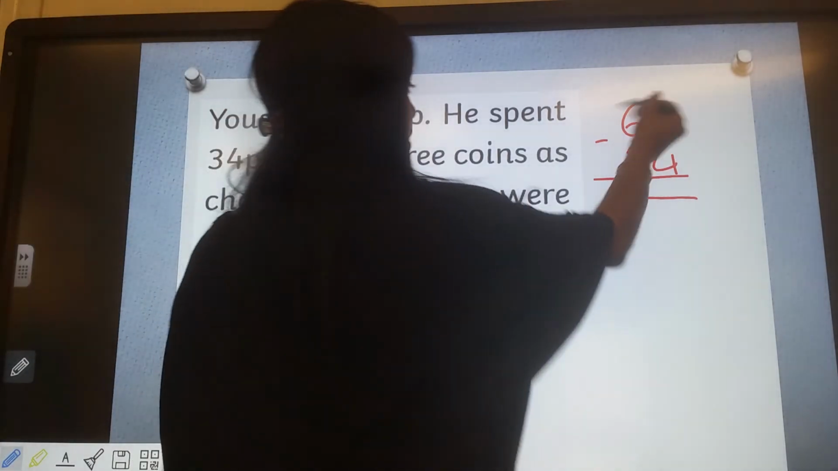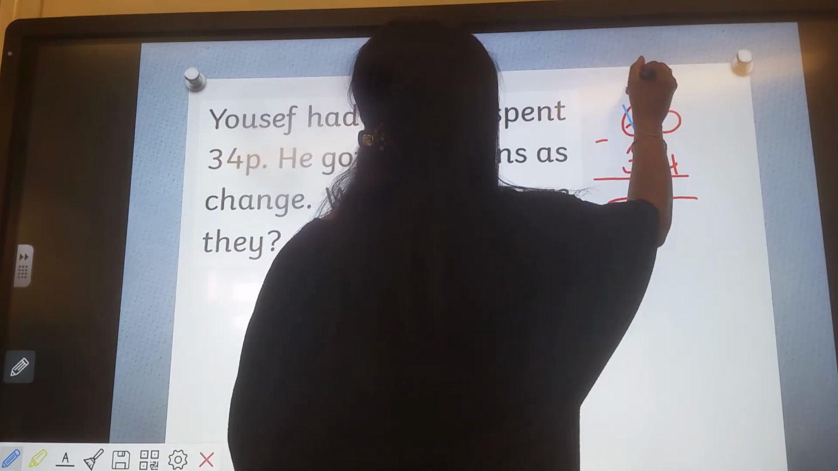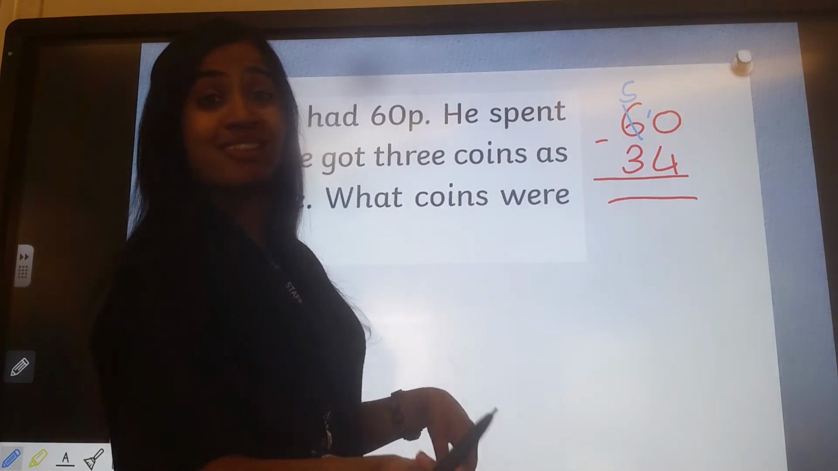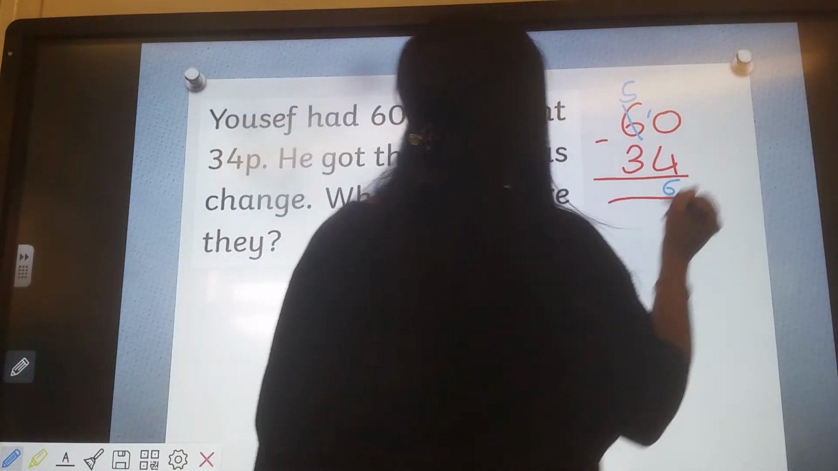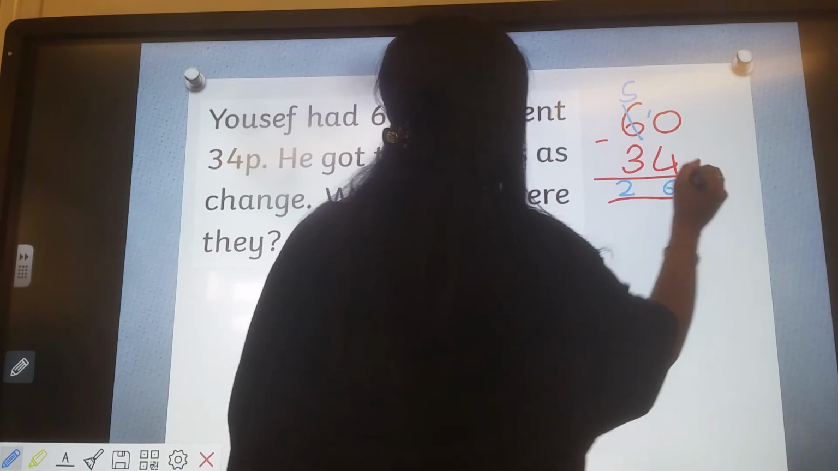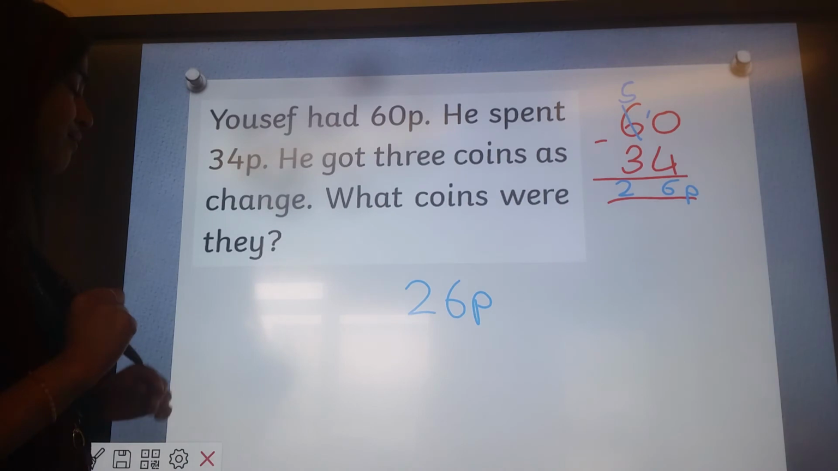So firstly, 0 minus 4, I'm not going to be able to do that, I need to go to the tens column. That becomes a 5, and that becomes a 10. So 10 minus 4 is, good, 6, and 5 minus 3 is 2, excellent. So my answer is going to be 26p, but I haven't finished yet.